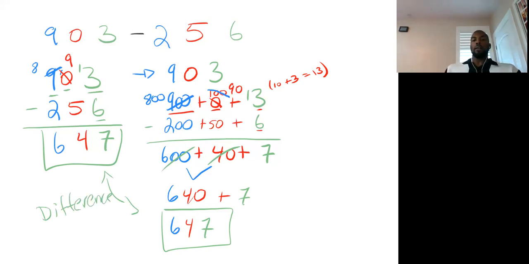Okay. Finally, we're going to do one more problem, just to hammer home the point. So let's try this large number here. 1,357 minus 967. So what I'm going to do is start with the grouping first. So I'm going to break down the 1,357. So I've got 1,000 here.